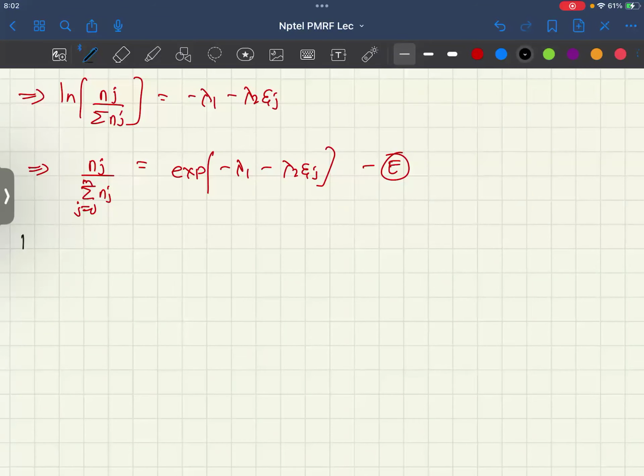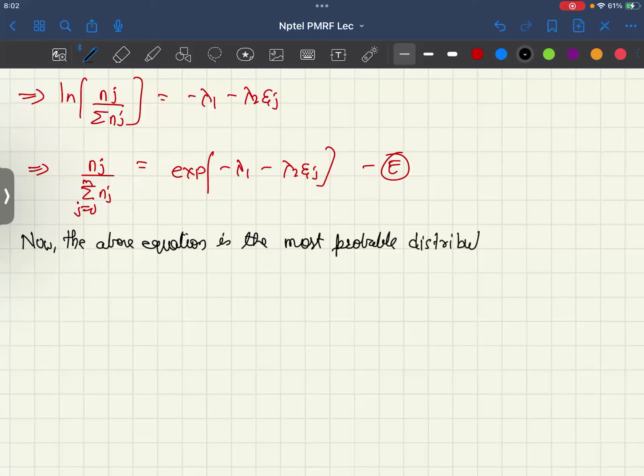Now the above equation is the most probable distribution. Yeah. Nobody has any doubt? They can ask. If anybody has any doubt, they can ask.